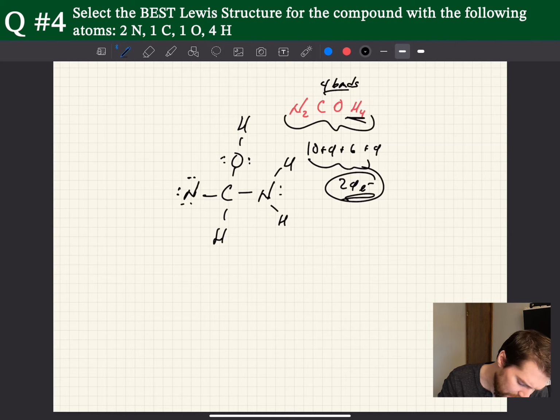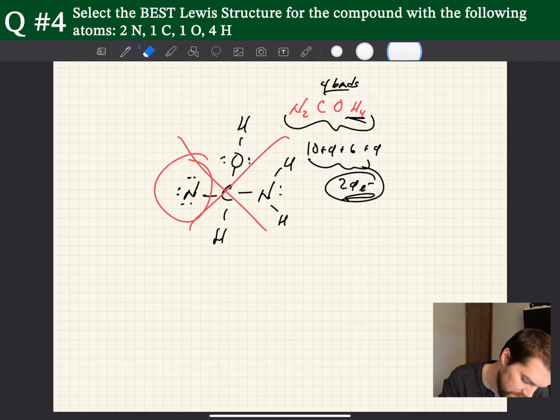But the problem now is, look at this nitrogen. That is outrageous. That's not going to happen. So we know this is not a good Lewis structure. So let's try again.